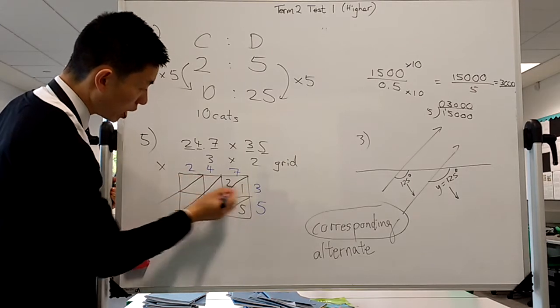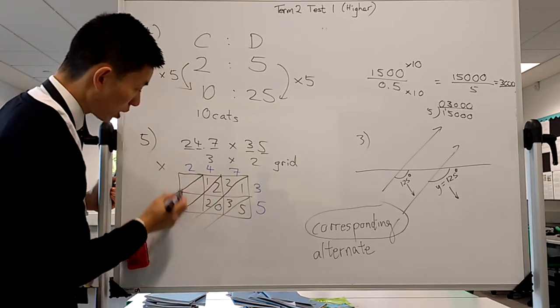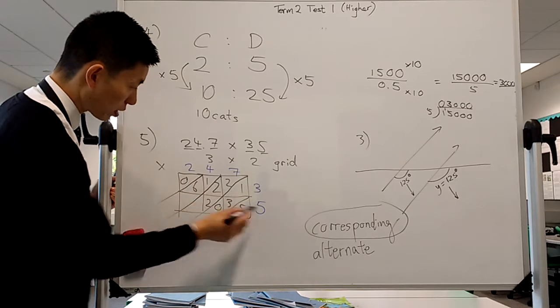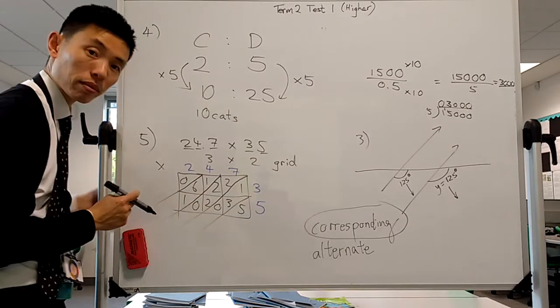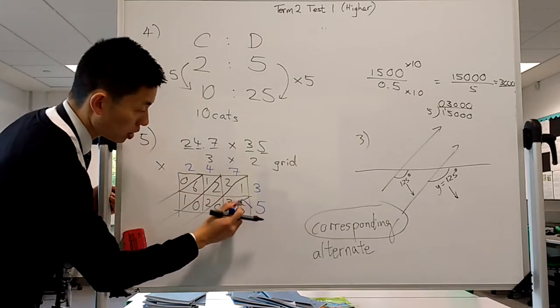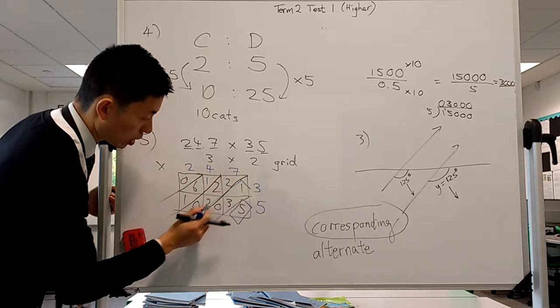4 times 3 is 12. 3 times 2 is 6. 5 times 2 is 10. And the last bit you do is you add them up diagonally.